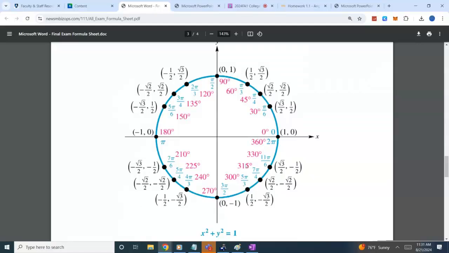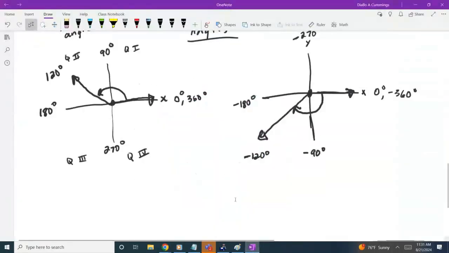But for now, positive angles are rotated counterclockwise, negative angles are rotated clockwise. So if they actually give you a picture of an angle, be mindful of the rotation.